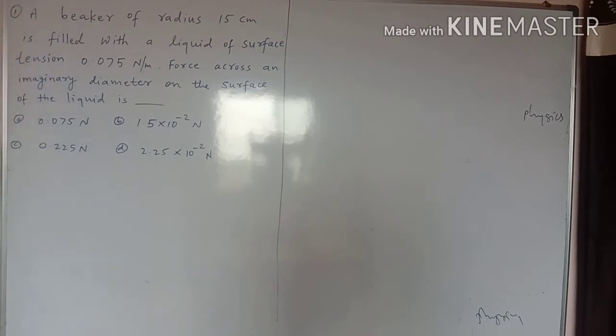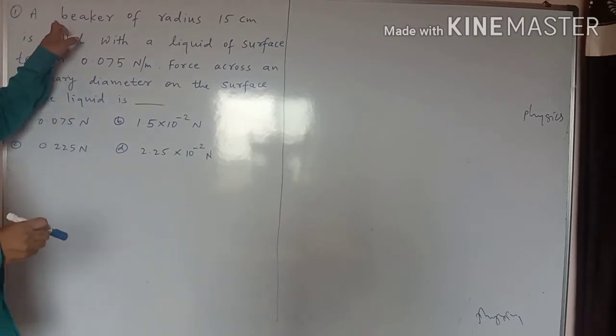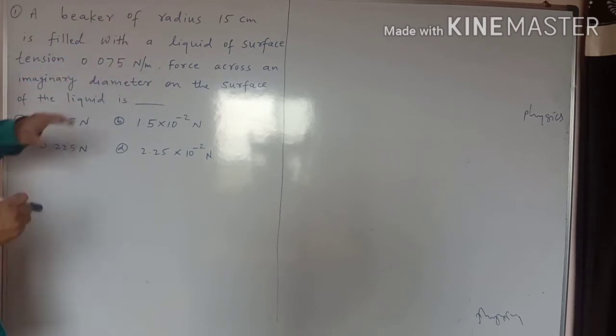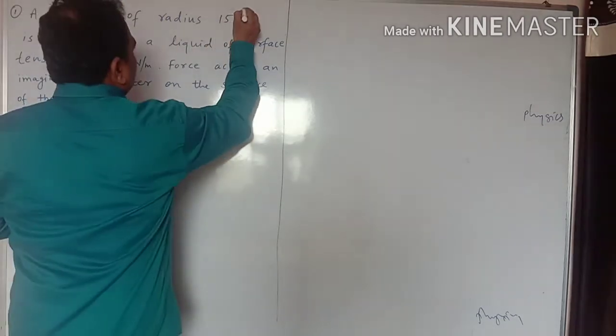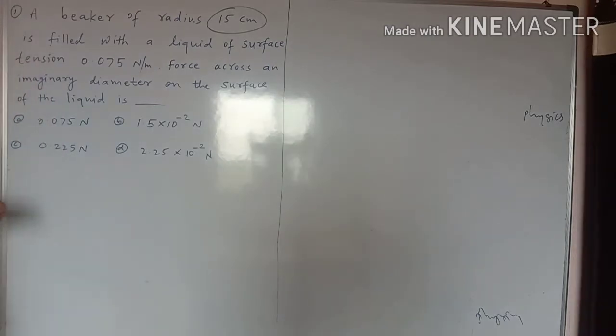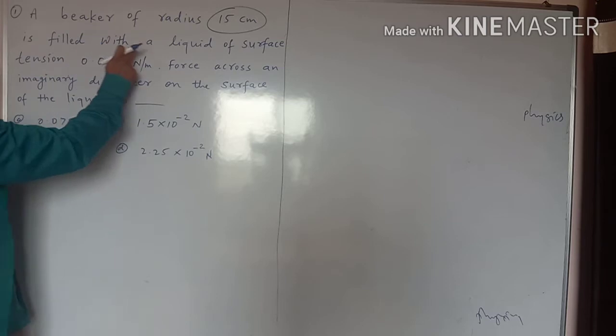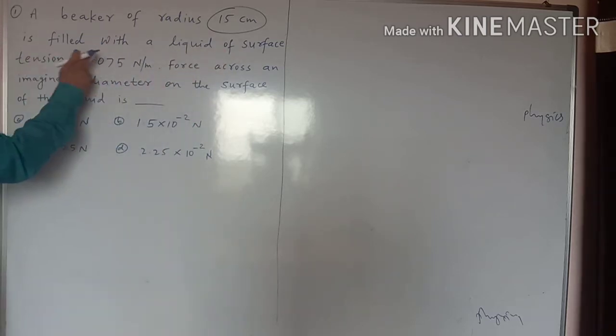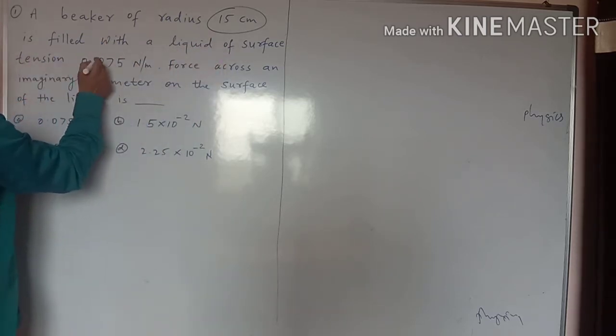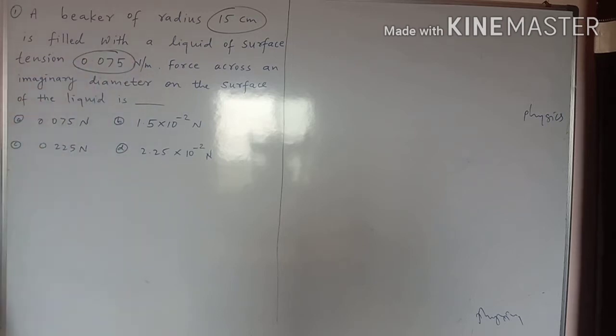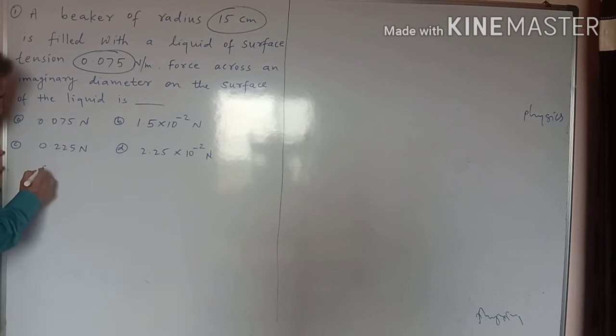In problem number 1, a beaker is there and its radius is 15 centimeter. It's filled with a liquid of surface tension 0.075 Newton per meter. First of all, if you want to solve any application, write all the given things.